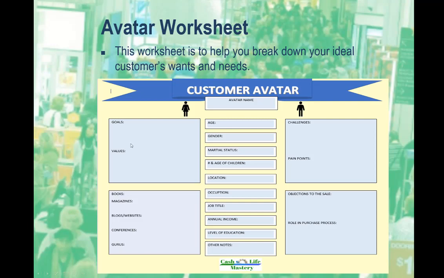If you'll notice over here, I have created a little woman icon and then a man icon. So you'll want to print out at least 2 of these when you get started if you think that your customer avatar would be selling to men and to women. If you only feel like you're selling to women, then you only need 1.